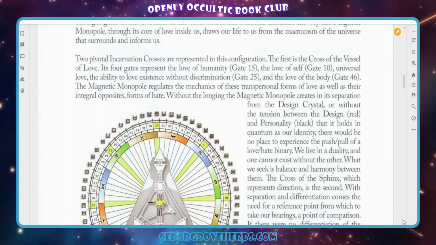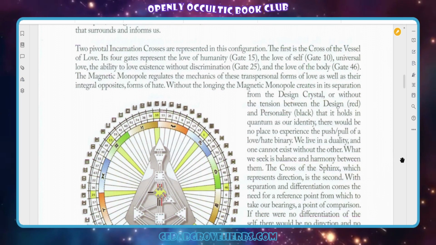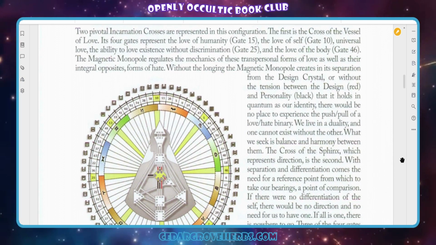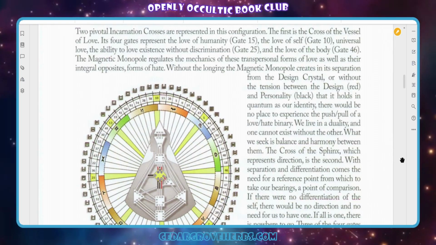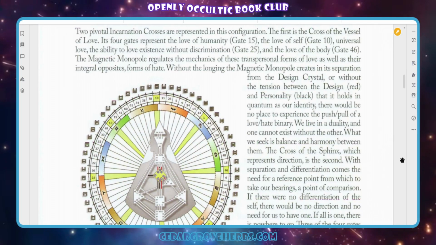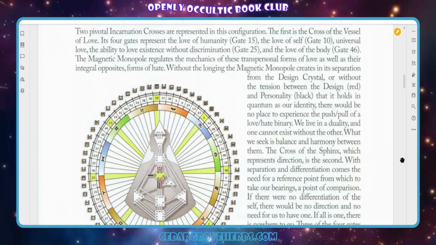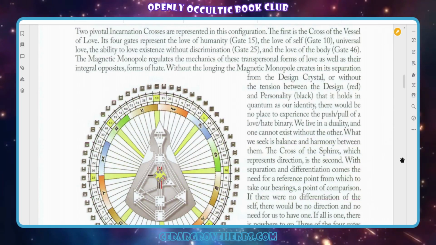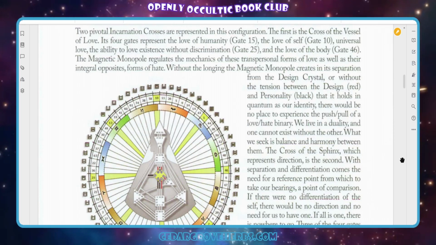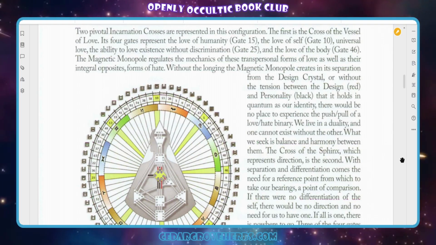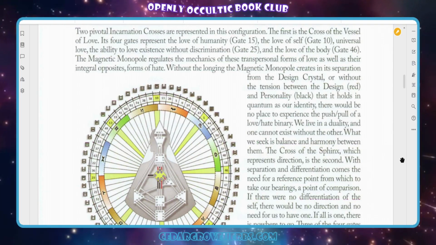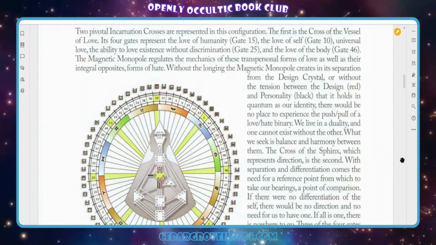2 pivotal incarnation crosses are represented in this configuration. The first is the cross of the vessel of love. Its 4 gates represent the love of humanity, which is gate 15, the love of self, which is gate 10, universal love, the ability to love existence without discrimination, gate 25, and the love of the body, gate 46.